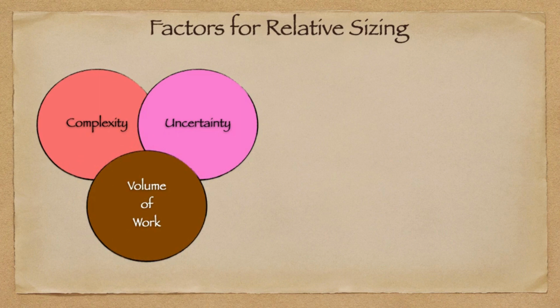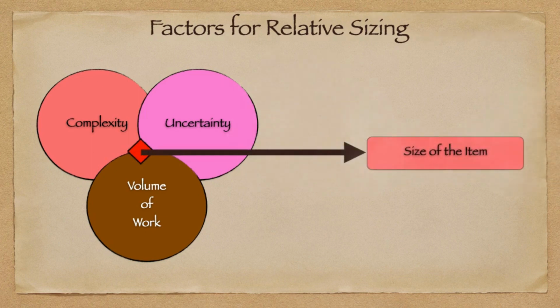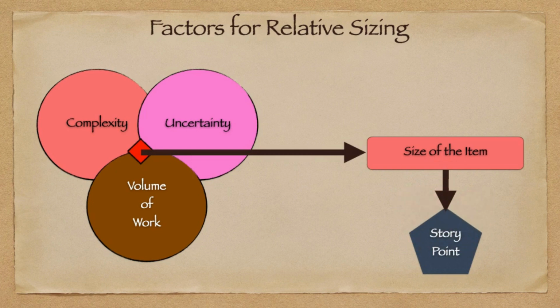The third one is volume of work involved. For example, cleaning, cutting, chewing, peeling. So that's called volume of work. The combination of all these 3 parameters will help you to assess the size of the item. This size is given in a number. That number is called story point. And remember, it has no units.